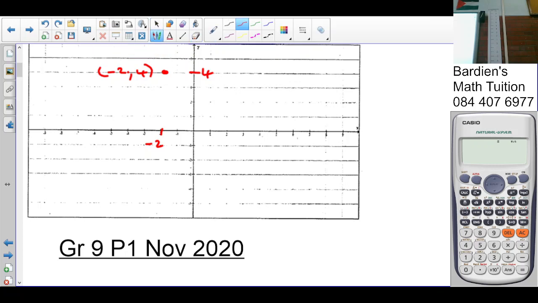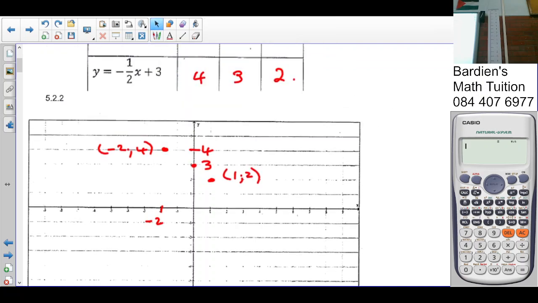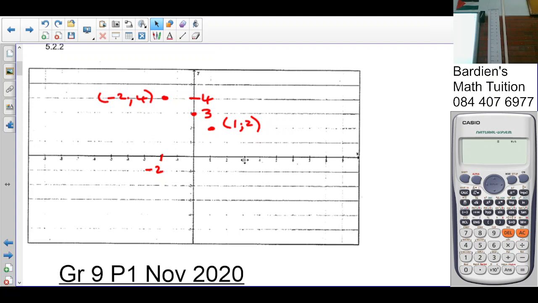Then the other one was 0 and 3. That is 3 here. And then 1 and 2. Is that correct? No, 2 and 2. Don't just say yes. 2 and 2. Okay.